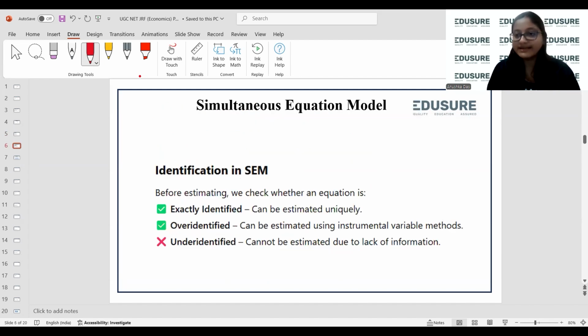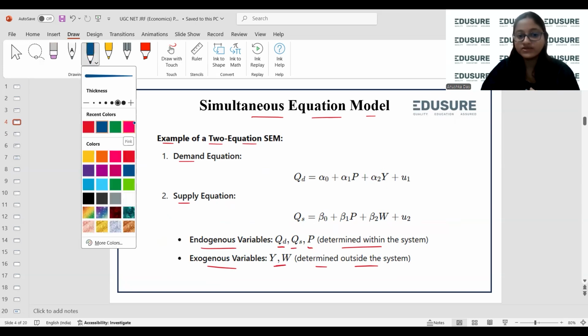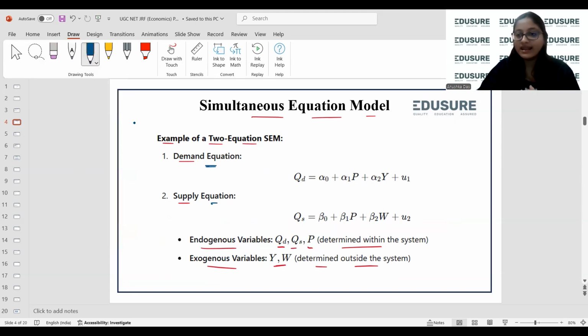Now, in case of simultaneous equations, one unique thing is that there is a problem of identification, right? If you want to understand the identification problem, let's take a look at this demand and supply model and try to understand why this problem arises. Suppose you have these two equations, demand and supply. Now, in these two equations, there is one exogenous variable each. Here you have Y, one exogenous variable, here you have W, one. Only two exogenous variables are present.